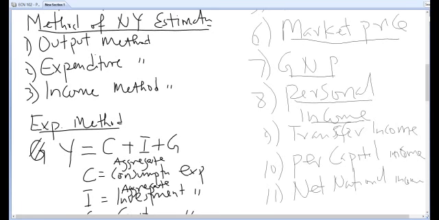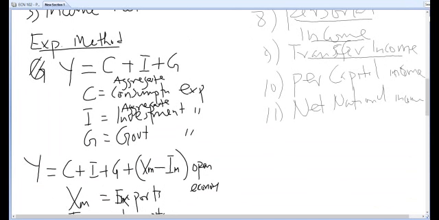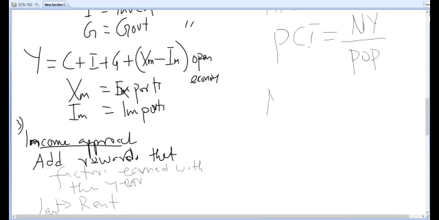Then per capita income. Per capita income, PCI, is arrived at by dividing the total national income, NY, over the population, that is, NY over POP, where NY is equal to national income and population, POP, is equal to population. So that is per capita income.